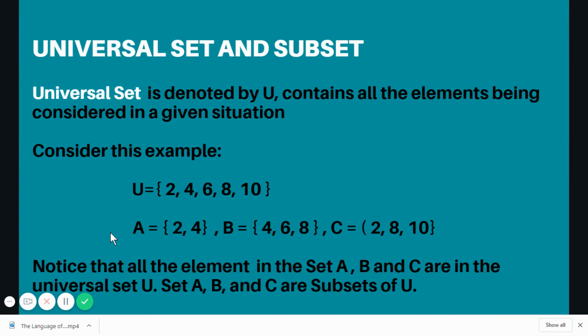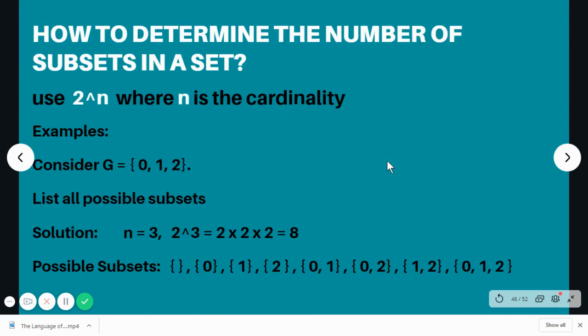Okay, so set A, B, and C are subsets of U. Okay? Now, how to determine the number of subsets in a set? Paano daw natin madedetermine kung ilan yung pwede nating magawang subset sa isang set?